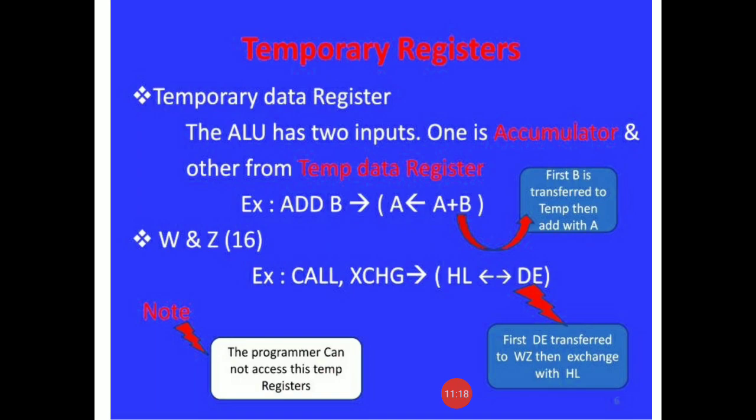Now the next temporary register is W and Z registers. These registers are used to hold 8-bit data during execution of some instructions. These registers are not available for the programmer, since 8085 uses them internally.